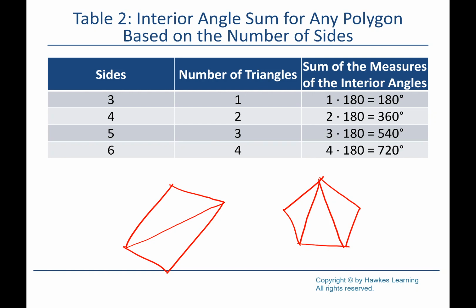So our pattern here, each time we go up, we're going up by 180 degrees. If we're thinking about it based on the number of sides we have, well, for 3-sided, we do 1 times 180. For 4-sided, we do 2 times 180. 5-sided, we do 3 times 180. So our pattern, we take the number of sides and subtract 2, and then we multiply that number by 180. So here's our little formula.